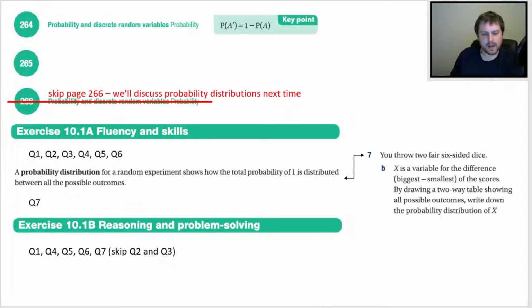Right, how long's the video been? Oh, it's not actually been as bad as I thought. I thought it was much longer than that.